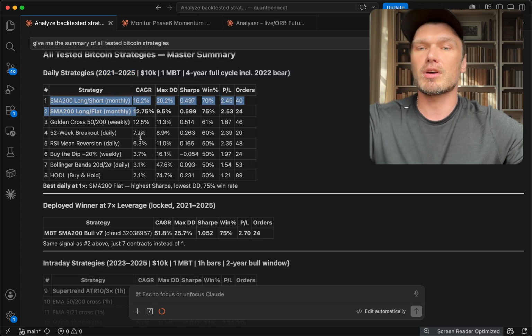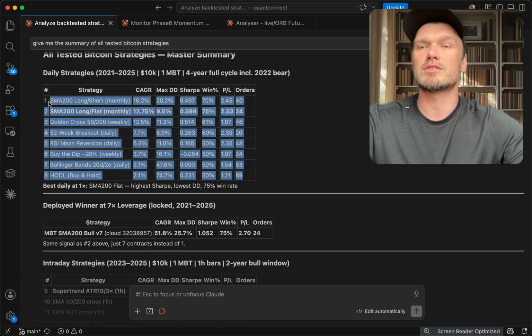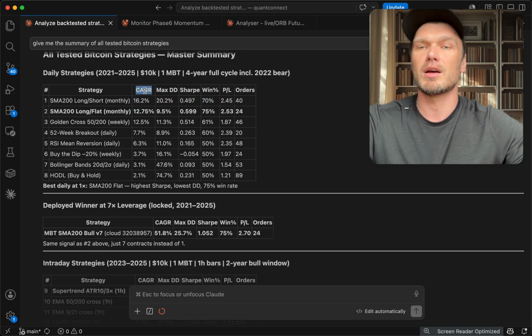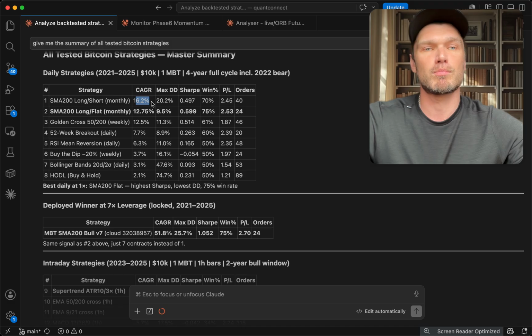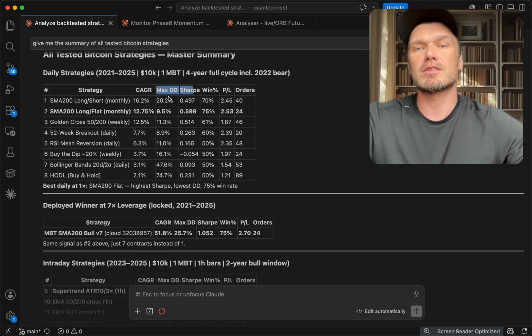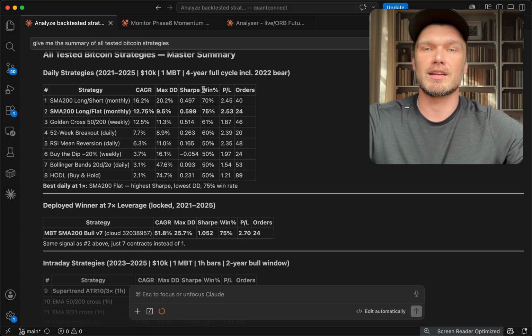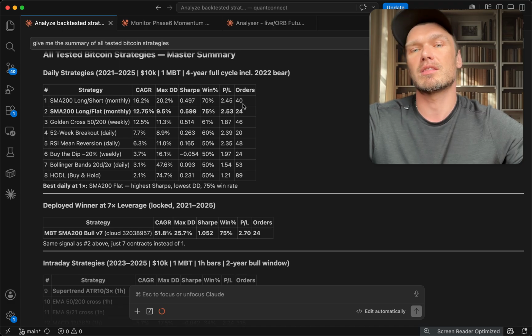When it comes to the daily strategies, over here you see the list of all the daily strategies which I've tested. There's a strategy name, and there is the compound annual growth rate of the strategy. The more the better. It must be more than 10%, otherwise it's not even more profitable than the S&P 500. Here is the max drawdown. The less drawdown, the better. The Sharpe ratio, the more the better once again. Win rate is what percentage of the trades were winning, what was the PNL, and how many orders were executed in the backtesting period.